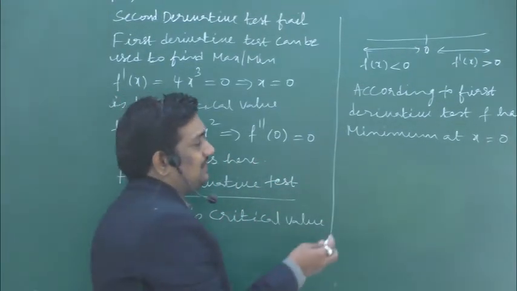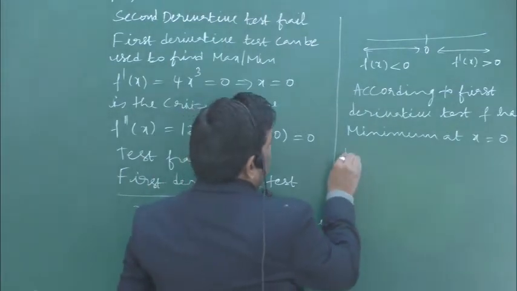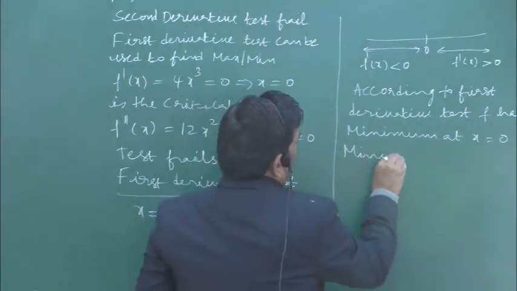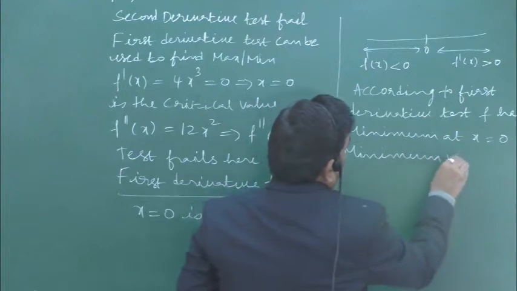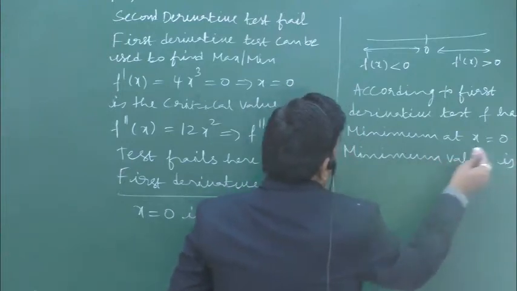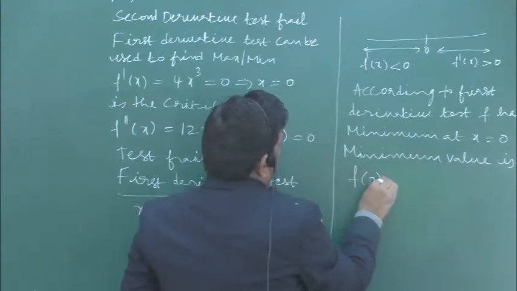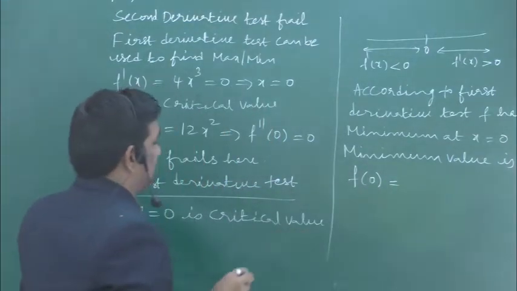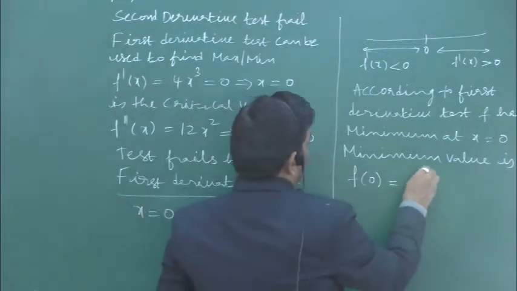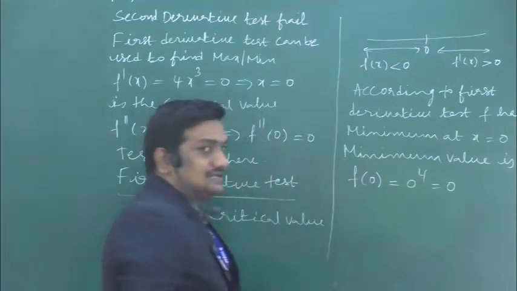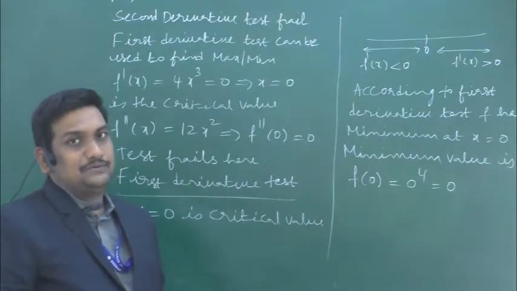And also you need to find the minimum value. So the minimum value is f of 0. This will be 0 power 4, that is 0. Okay. So the minimum value is 0.